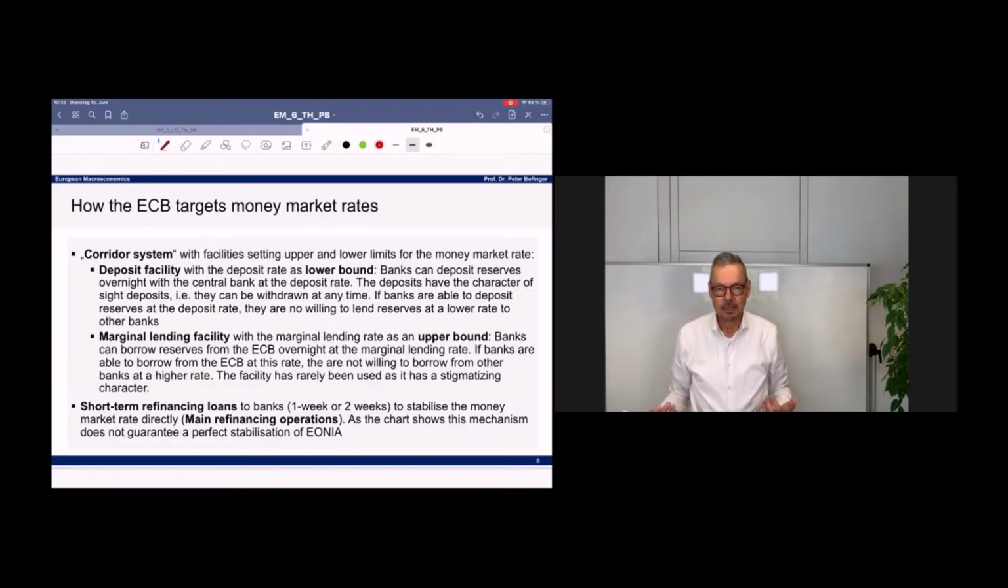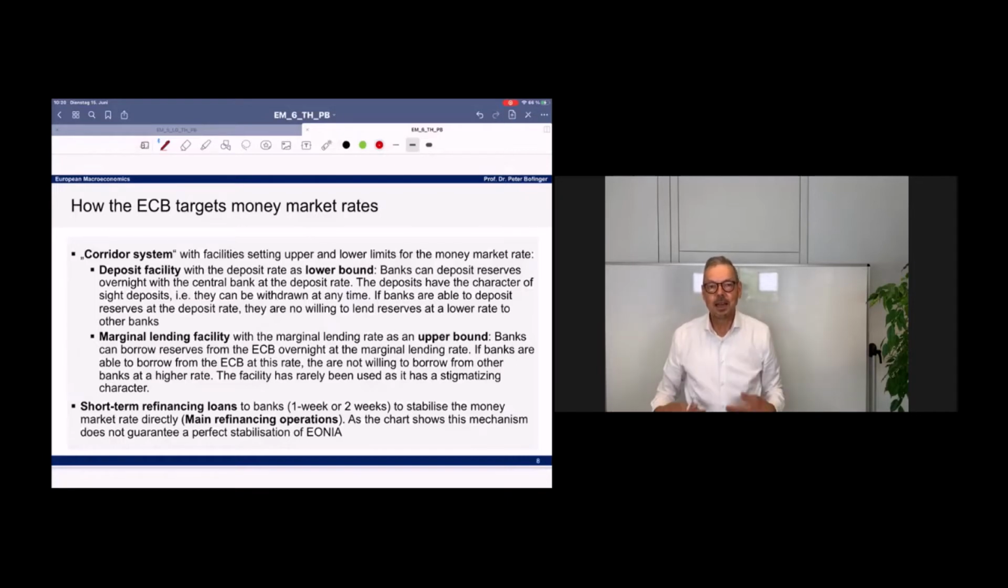So if a bank needs money from the marginal lending facility, there must be a lot of transparency in the communication among banks, and this means you're really broke when you have to go to the marginal lending facility. So the marginal lending facility does not play an important role in practical monetary policy.